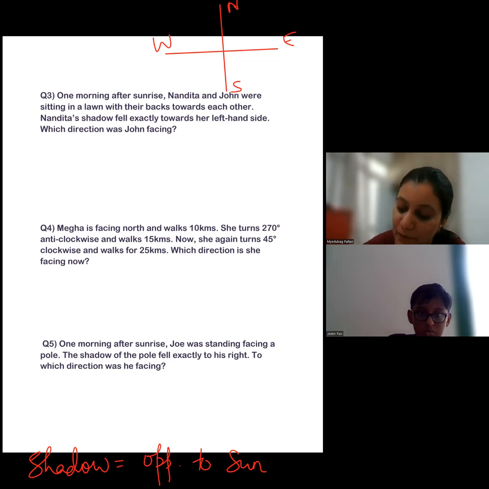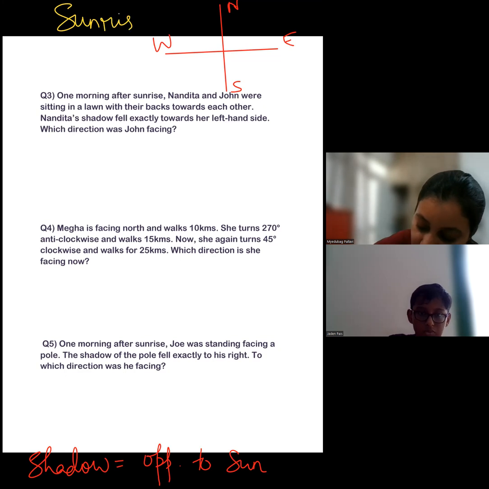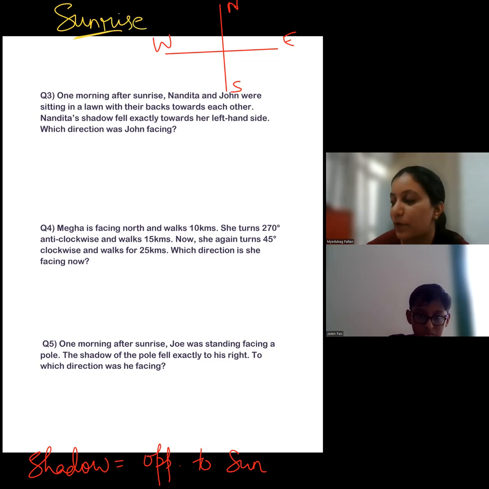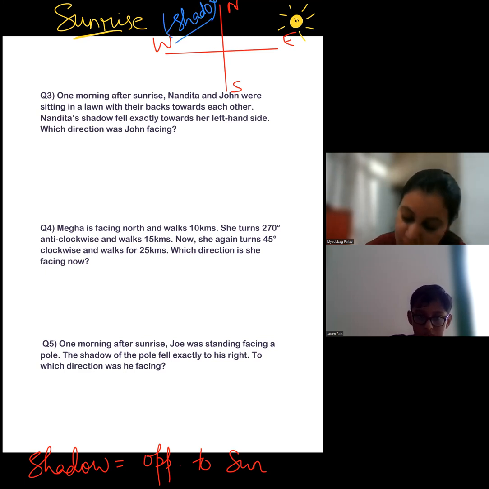Right? So if, for example, it is the time of sunrise, in the morning time, from morning till afternoon, the sun will be in the east direction here. This is the sun, for example. So the shadow will be where? Opposite side of sun, that is in the west. This will be the shadow on the west. Okay, got it? And this thing you have to remember.